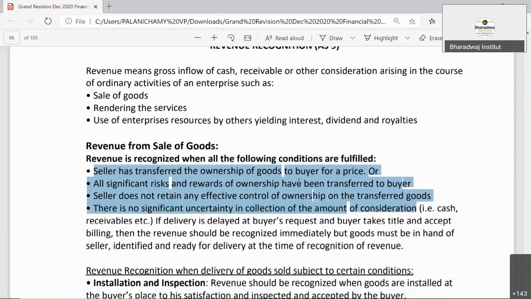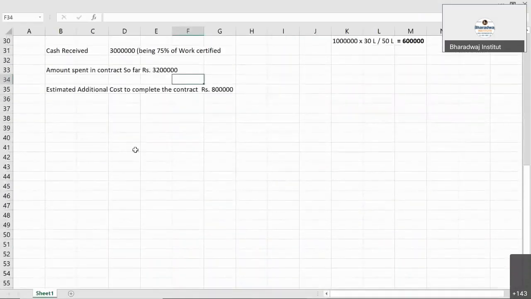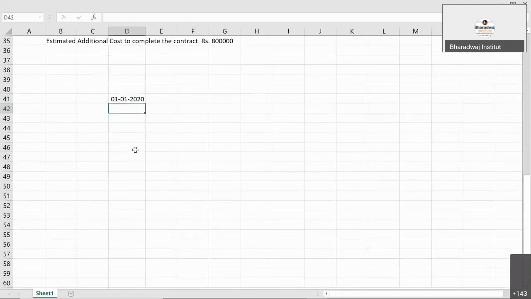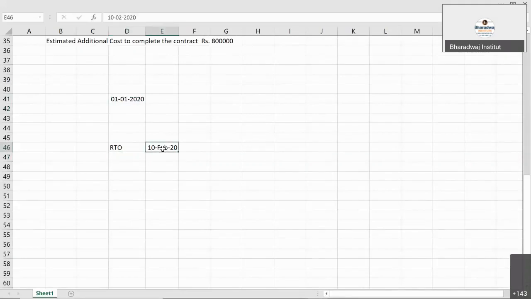Okay. I transferred the ownership to you. For example, let's assume you are buying a bike from the showroom. You took the delivery on 1/1/2020. But RTO registration was done only on 10th February 2020. So when can the sale be recognized?